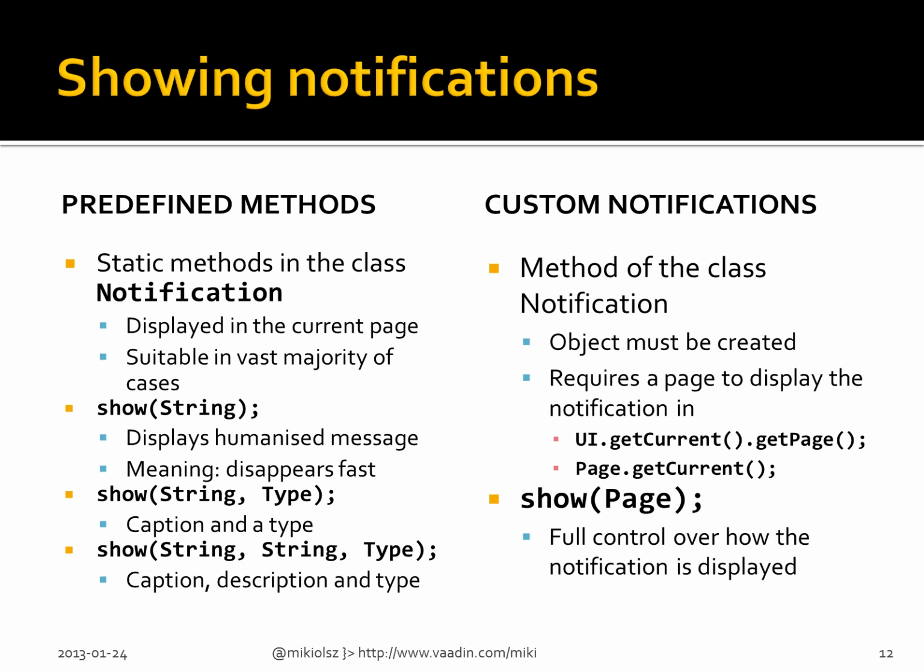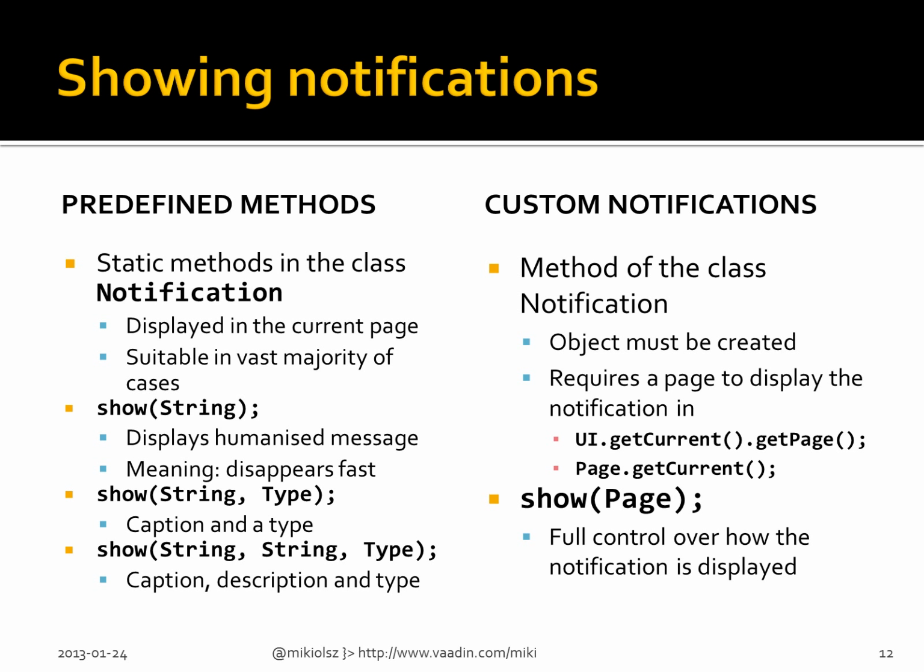So how do we show notifications? There are predefined methods for basically almost all the cases that you might want to use. There are static methods in the class Notification that make the notification displayed in the current page. As I said, it's suitable in almost all the cases you might want. The method called show takes a string as a parameter, and it displays the humanized message, or the human-friendly message, which means it disappears really fast. If we add a type, we can specify what type of notification we want to show.